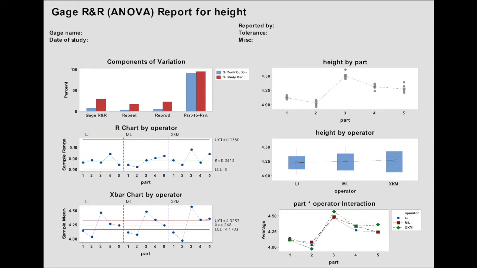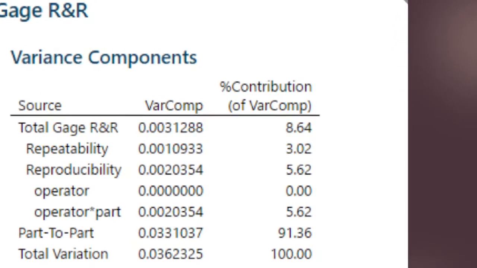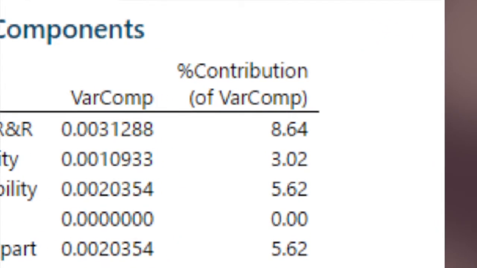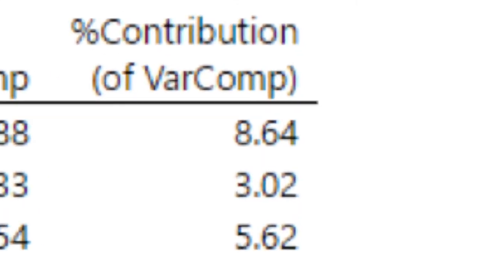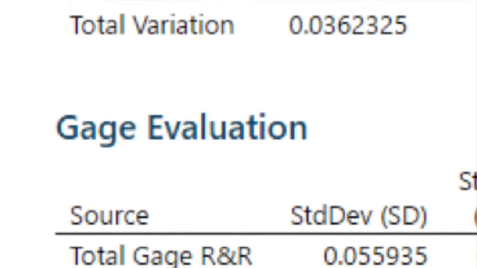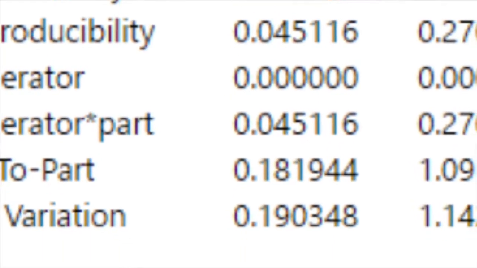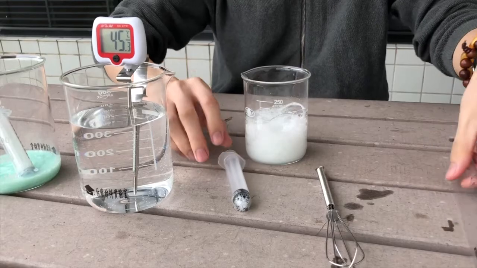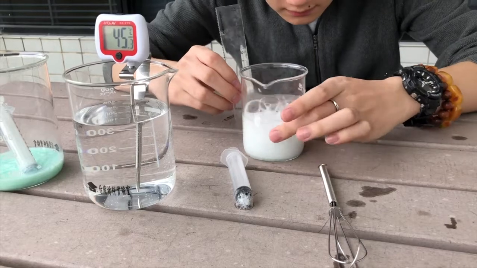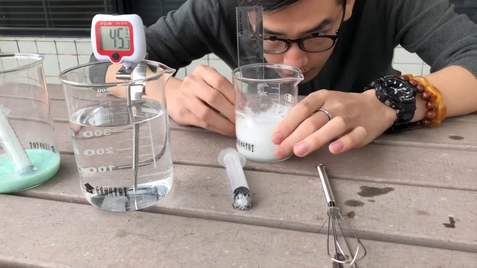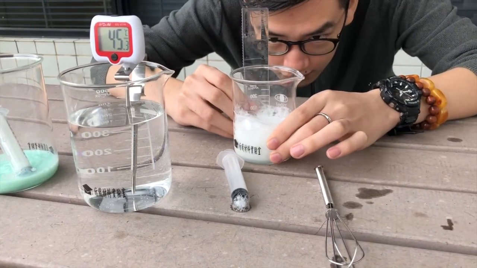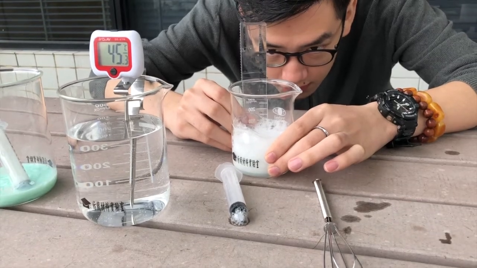We had 5 identical experiments and 3 operators. Each experiment will be measured twice. As you can see, the gauge R&R percentage is 8.64, and the number of distinct categories is 4, which means this measurement method is acceptable. So, after gauge R&R analysis, we decided to use head as our measurement method.